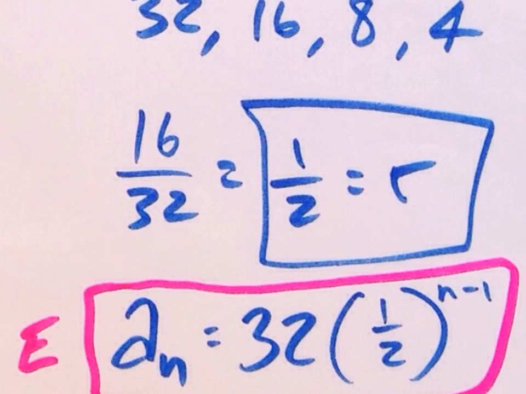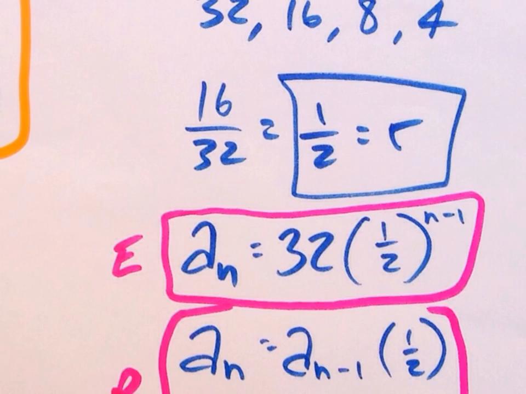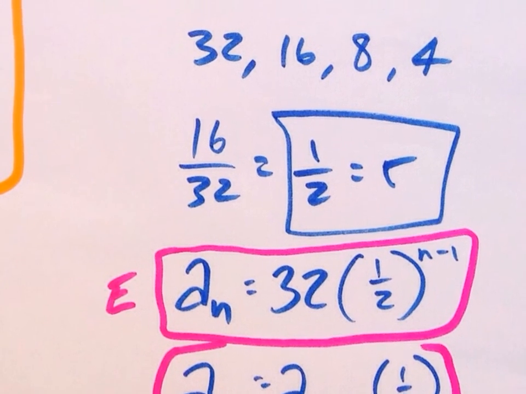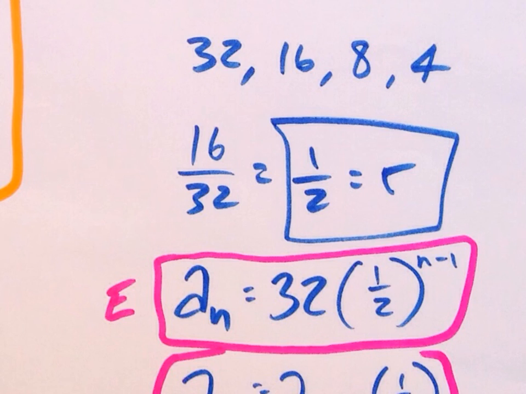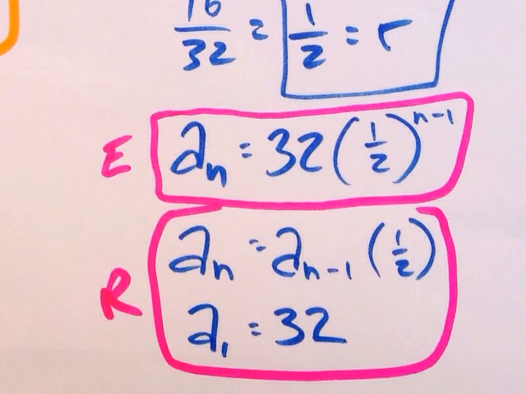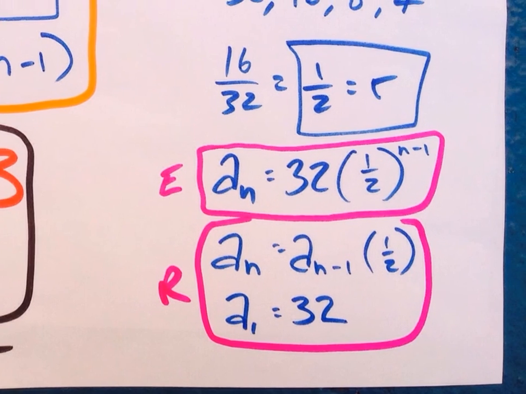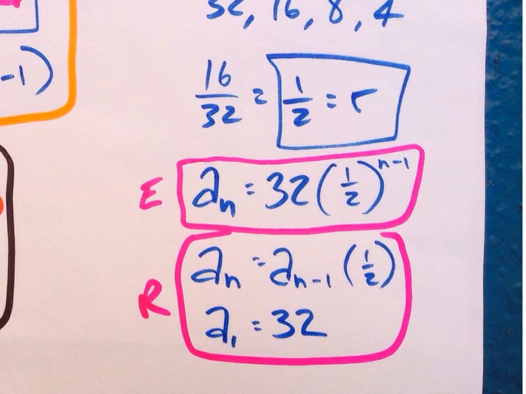How do we plug that ratio in to get the explicit equation? It's going to be a sub n equals 32, which is the first term, right, times the ratio, which we just figured out, raised to n minus 1. What is the recursive? The recursive is a sub n equals the previous term, a sub n minus 1, multiplied by the ratio, and the first term is going to be 32.